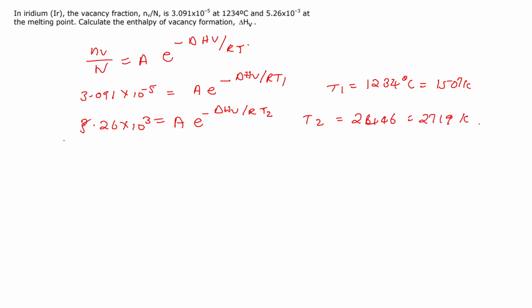Okay, now you have to take the ratio of both. A will be cancelled, and take the log, then find the final answer delta HV. Or you can take R as the value 8.314. Please try to find it.